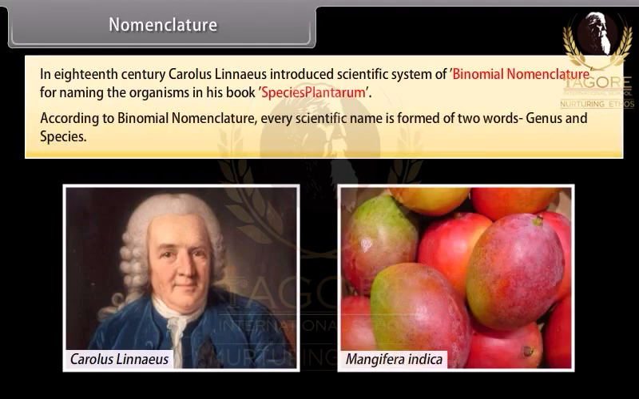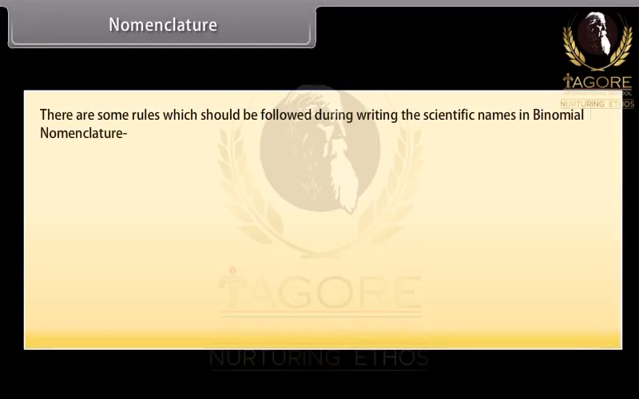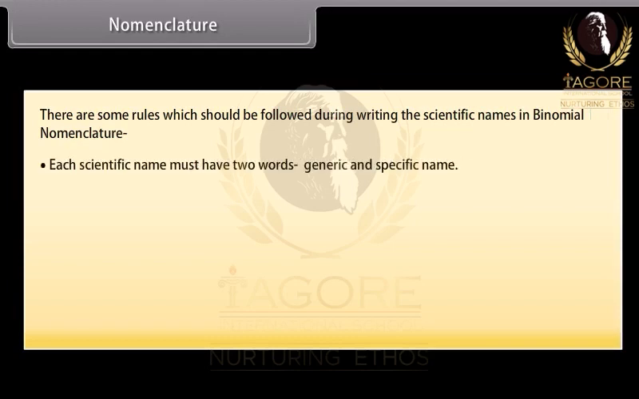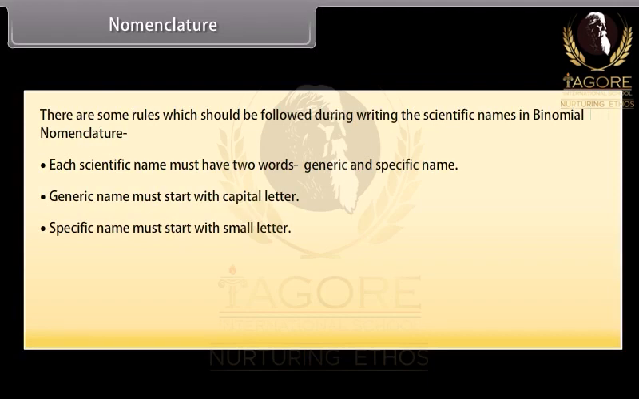According to binomial nomenclature, every scientific name is formed of two words, genus and species. There are some rules which should be followed while writing scientific names in binomial nomenclature. Each scientific name must have two words, generic and specific name. The generic name must start with a capital letter. The specific name must start with a small letter.